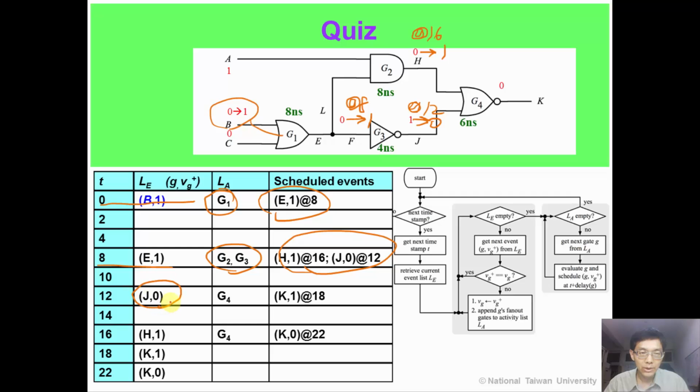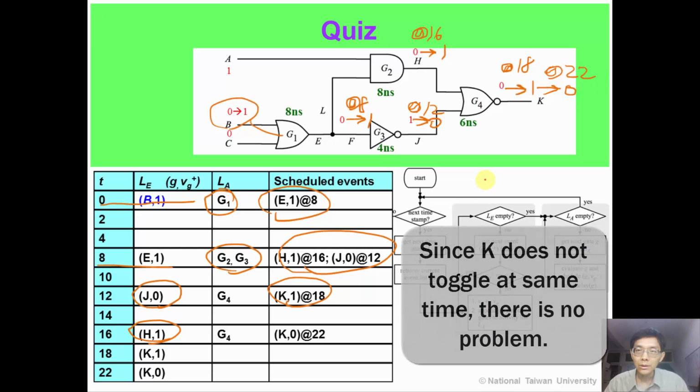And we execute this event, which produces a K rising at time 18, and we have this event which produces K falling at time 22. So this is our answer. Have you got it correctly?